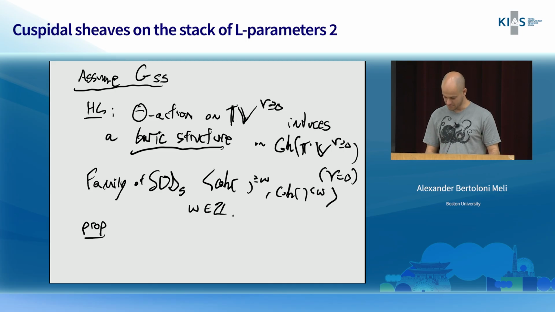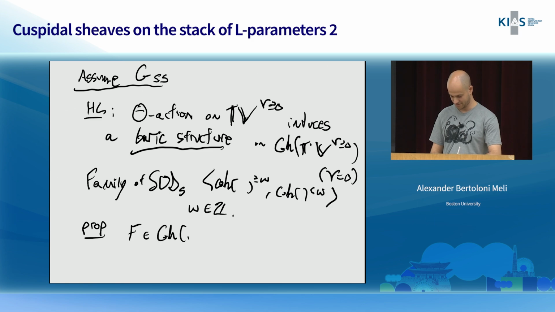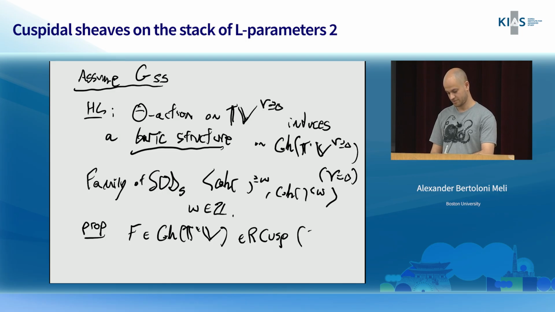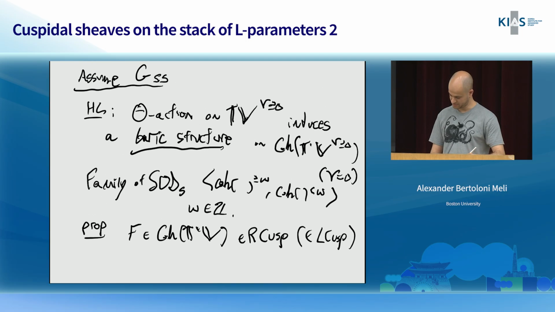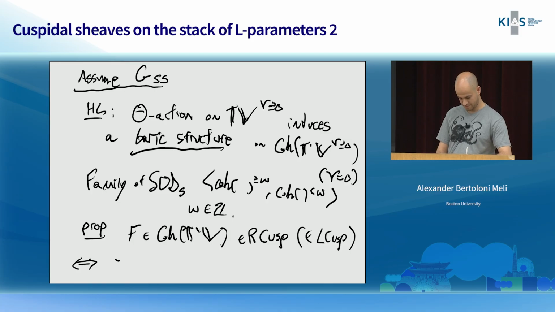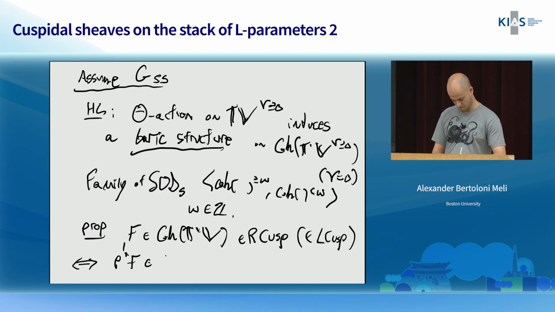Okay, so the first proposition that maybe is some indication that this kind of thing could be useful is the following. If F is a coherent sheaf, then F is in R cusp, respectively in L cusp, if and only if P upper shriek F is in here.